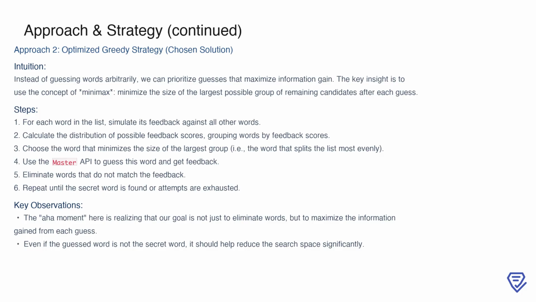Instead of guessing arbitrarily, we simulate the feedback each word would generate if it were guessed and analyze how it splits the remaining words into groups based on their feedback scores. We then select the word that minimizes the size of the largest group, ensuring that our guess reduces the search space as evenly as possible. By leveraging this method, even if the guessed word isn't the secret word, it helps us significantly narrow down the possibilities, making it a much smarter and efficient approach.